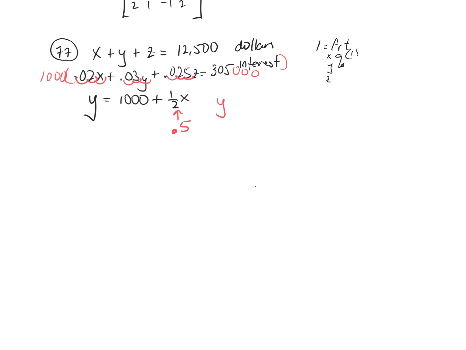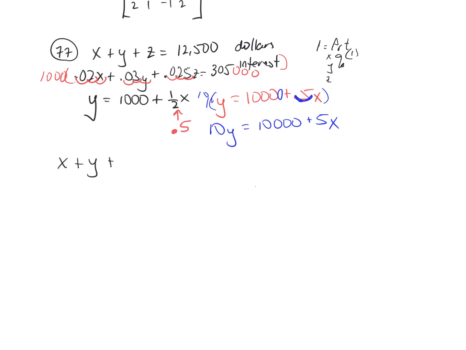So that will say y equals 1,000 plus 0.5x. So I'm going to multiply this equation by 10 to get that 1 decimal out of here. So 10 and 10. So now this equation is 10y equals 10,000 plus 5x. All right, so what the heck am I doing all this for?